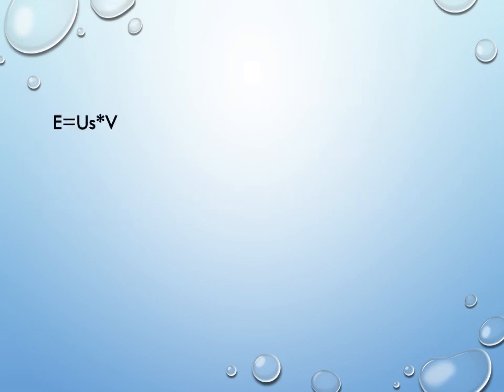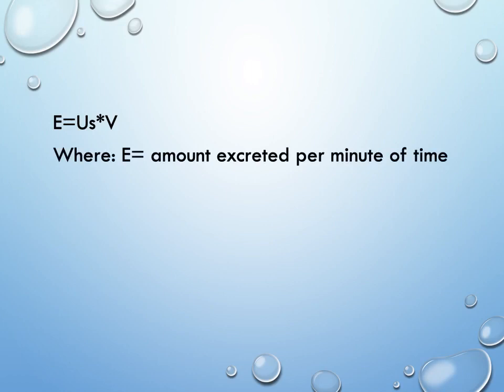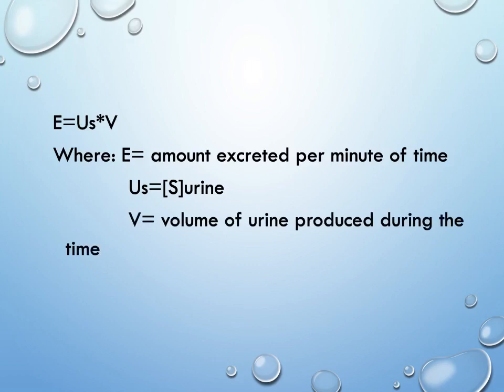So when we look at excretion, we're going to use the equation E equals US times V, where E is the excretion per time. US is the concentration of the substance in the urine. And V is the total volume of urine that's being produced. Now remember, this is per unit time. So depending upon how long we have for the urine collection is going to dictate what our time unit happens to be.